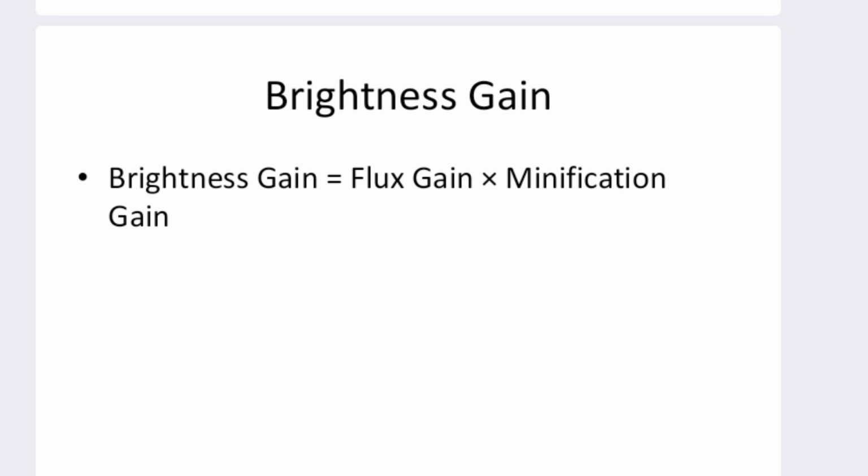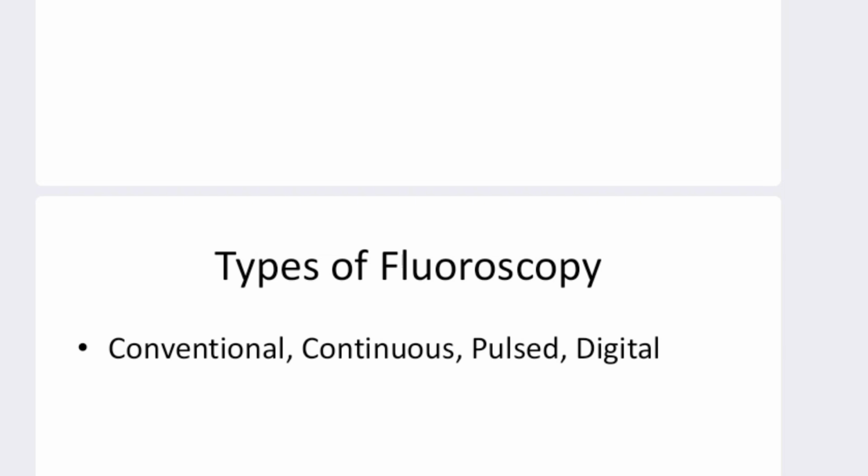The next is the brightness gain. The brightness gain is defined as the ratio of the brightness of the output phosphor to the brightness of the input phosphor. The brightness gain can also be written as the product of the flux gain and the magnification gain, that is, the decrease in the size of the image.